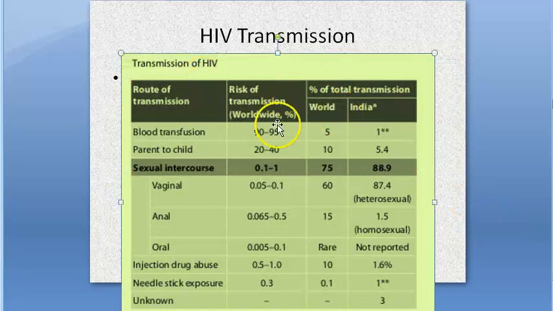So basically in transmission, we saw that the risk is maximum in blood transfusion. Coming to the percentage of total transmission, transmission is maximum by sexual intercourse, 75 to 80%. In that, vaginal is maximum, then anal, and then oral. Sexual intercourse and then parent to child is the next most common route of transmission.